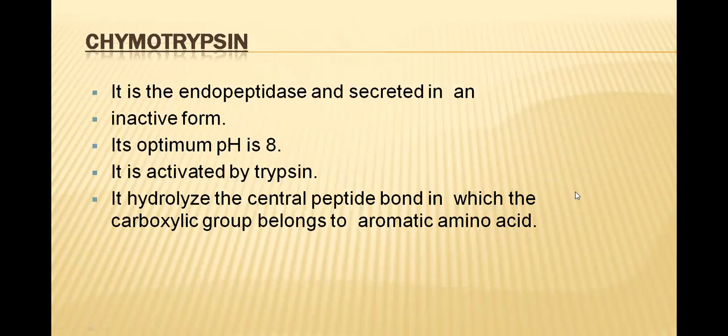So another enzyme, chymotrypsin. It is also an endopeptidase. It also requires a pH of 8. It will be activated by trypsin. And it hydrolyzes the central peptide bond in which the carboxylic group belongs to an aromatic amino acid. So chymotrypsin breaks the region where aromatic amino acids are there.